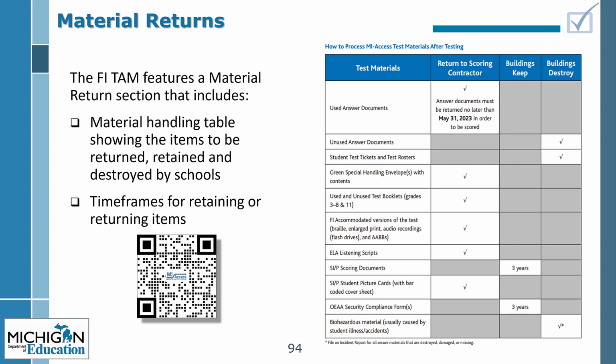The FI-TAM provides a material return section that includes a material handling table showing the items to be returned, retained, and destroyed by schools. It also includes the time frames for retaining or returning items. The QR code below will take you to the web page where the manuals are posted.